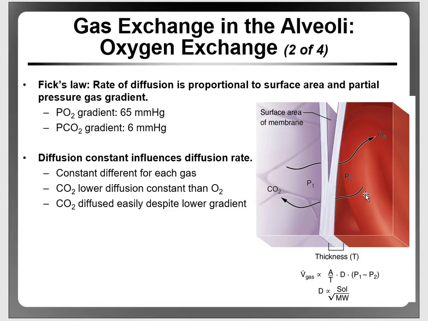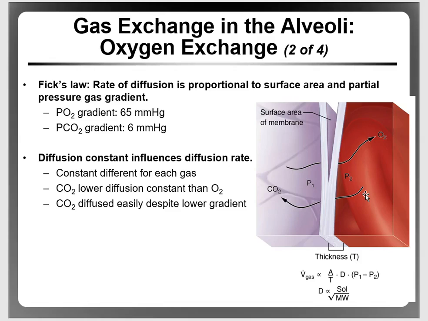Then there's also a diffusion constant, and that is unique to the gas and is going to influence the rate of diffusion across the tissue. Now, carbon dioxide has a much lower diffusion constant than oxygen, and as a result, even though there's not a great difference between alveolar and capillary partial pressures of carbon dioxide, as there is for oxygen, carbon dioxide still diffuses easily. Okay, so that's just the nature of the molecules.